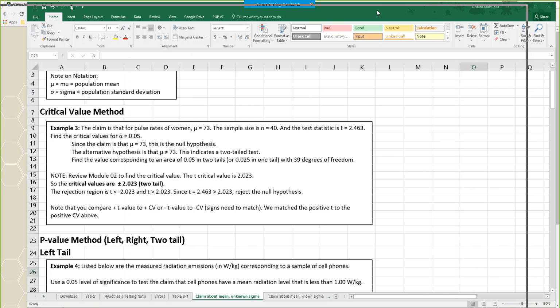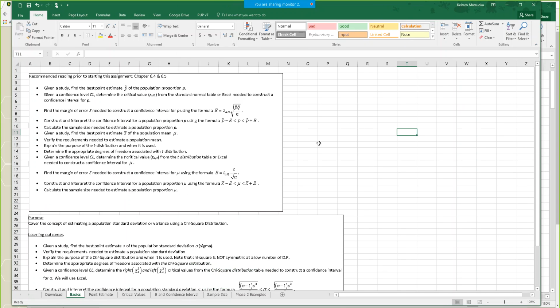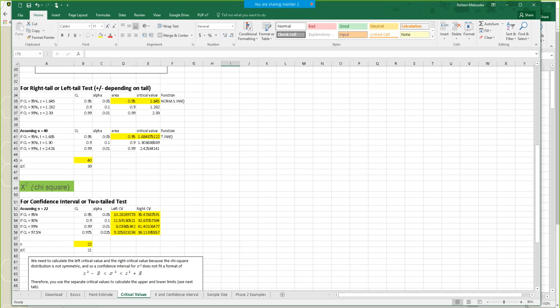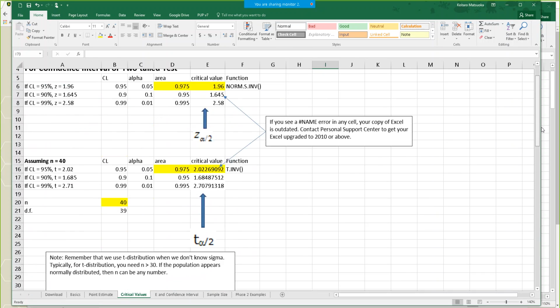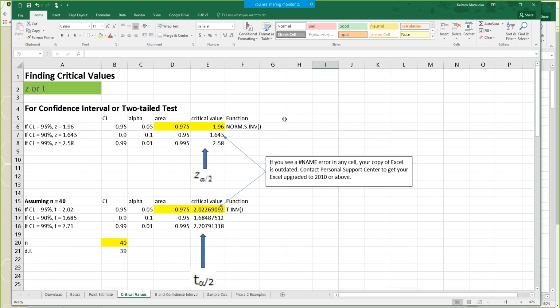Okay, so open up the module 2 spreadsheet. You remember this critical value tab that I mentioned last week, and I mentioned that we'll be using this tab later again. So here we are. Here's how you find the critical values. So now you know what this two-tailed section is. If you're doing a Z or T two-tailed test, you use this section.